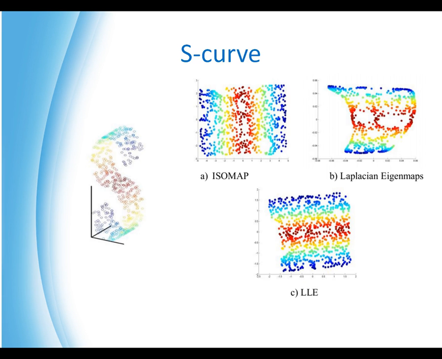Now we take another example, which is the S-curve, and almost all three algorithms worked fairly well. Not Laplacian eigenmaps, but still it is okay. I mean, if our problem would have been clustering or classification, then we could have used a linear classifier on this Laplacian eigenmaps output too.